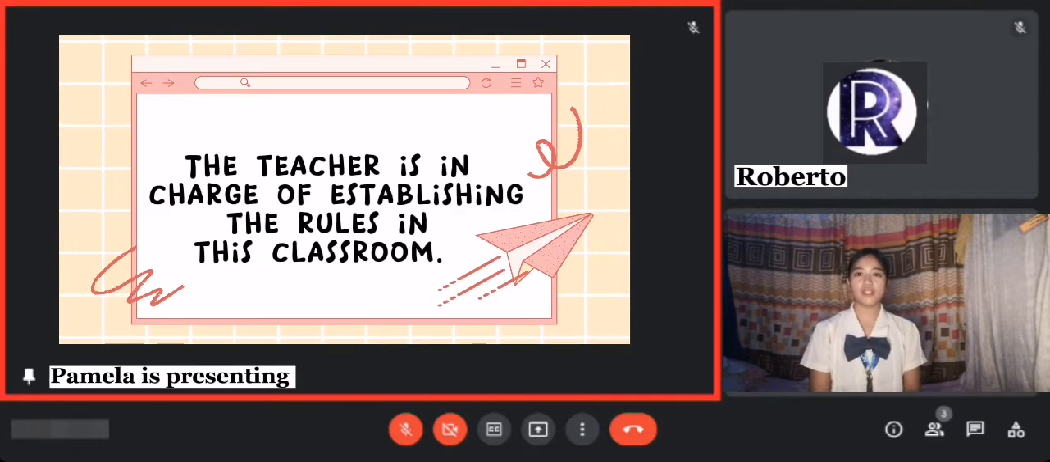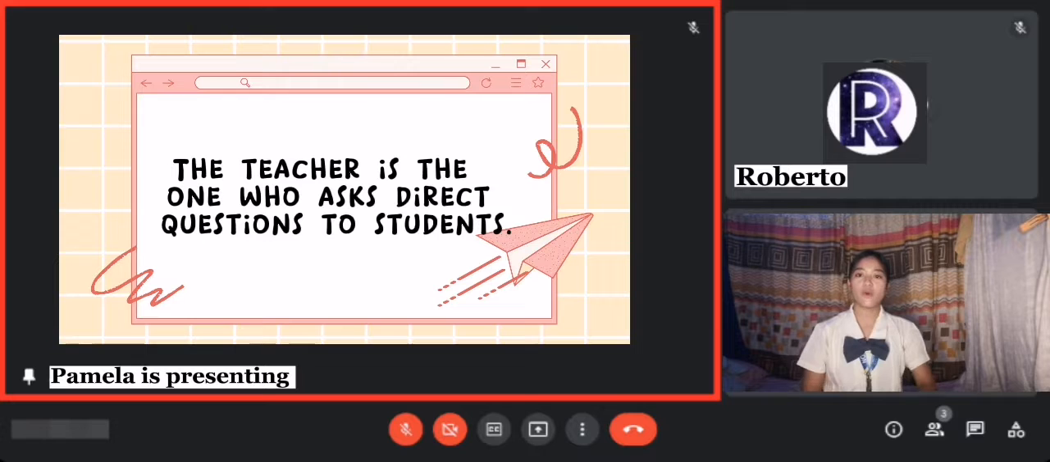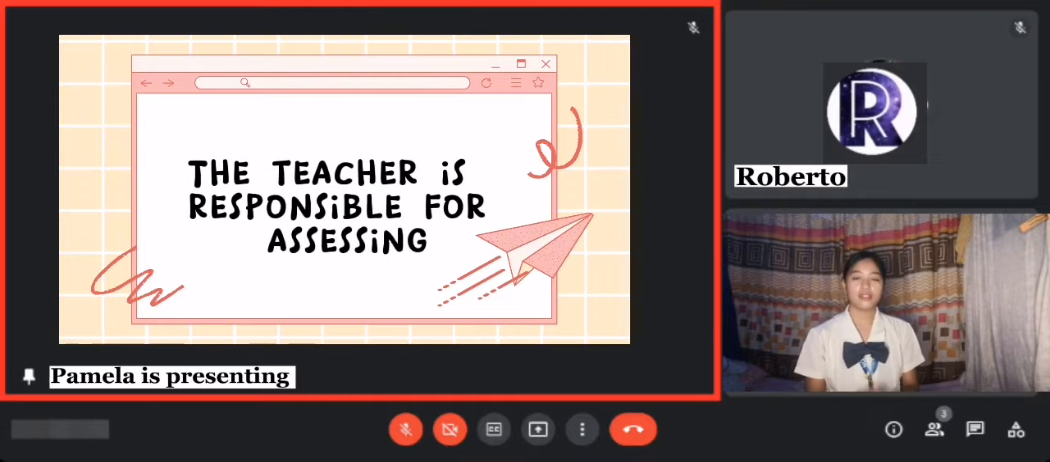The teacher is in charge of establishing the rules in the classroom. The teacher is also accountable for completely explaining the subject on his own without the assistance of the students. The teacher is the one who asks direct questions to students. They get their response and provide feedback, giving students corrections when something is incorrect and a teacher needs to make a change. The teacher is responsible for assessing.